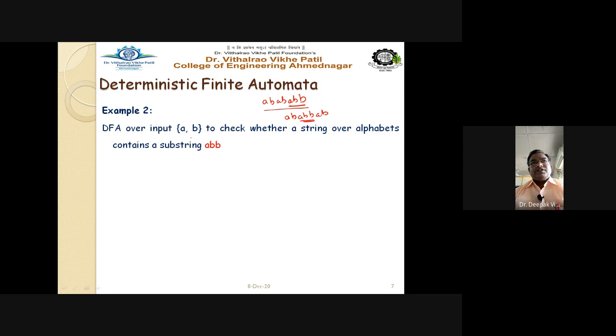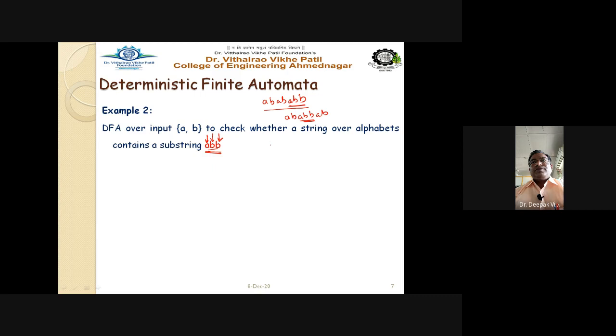So it means that the string contains the substring ABB. The arrangement of letters must be in this format: first there must be A, then B, and then B. If the three letters are consecutive to each other, then we can say that yes, the substring is there.